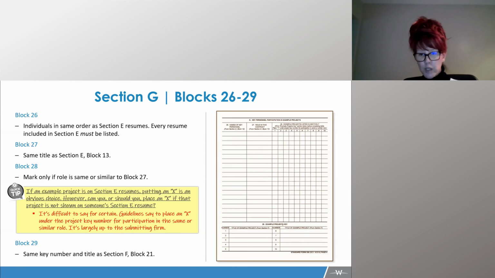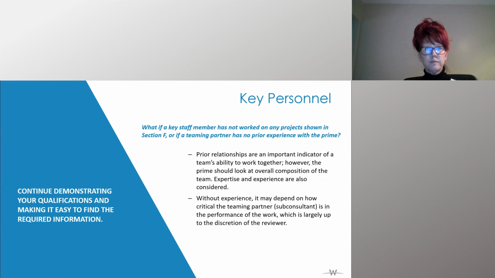So in block 29 down here, example projects, this is where key projects from your section F are listed. Make sure to use the same number and the title as shown in block 21 of your section F projects. This is just a quick recap of our section G matrix, highlighting a couple of notes as it pertains to key staff.